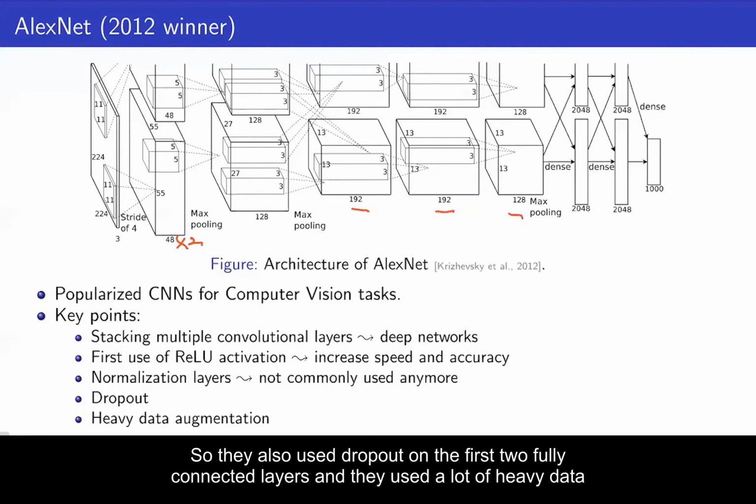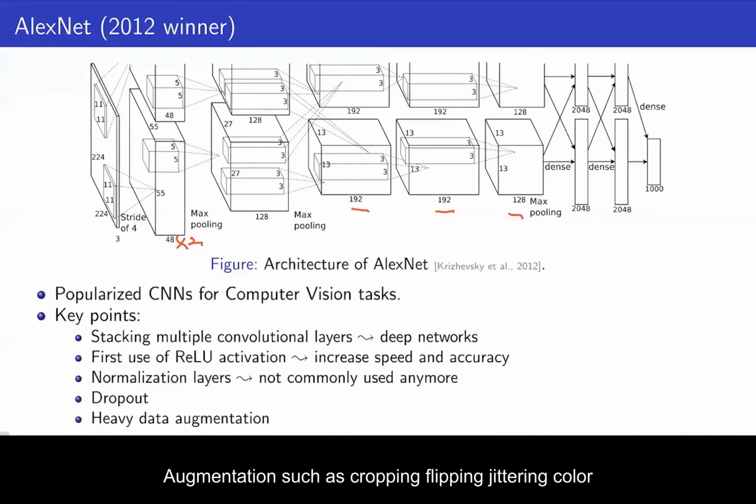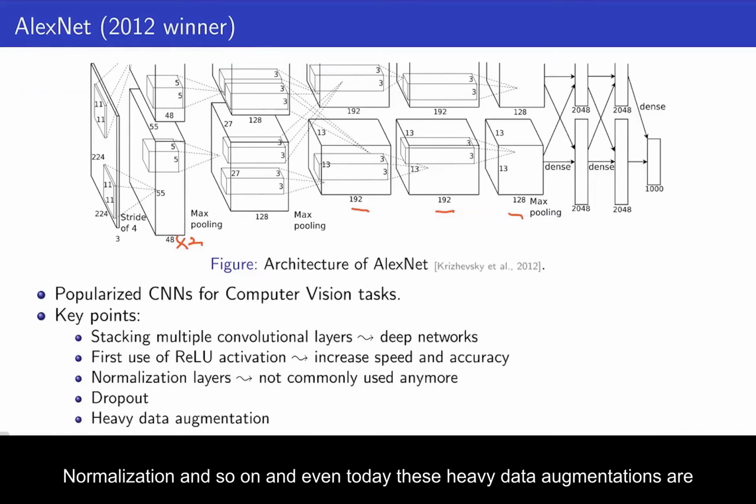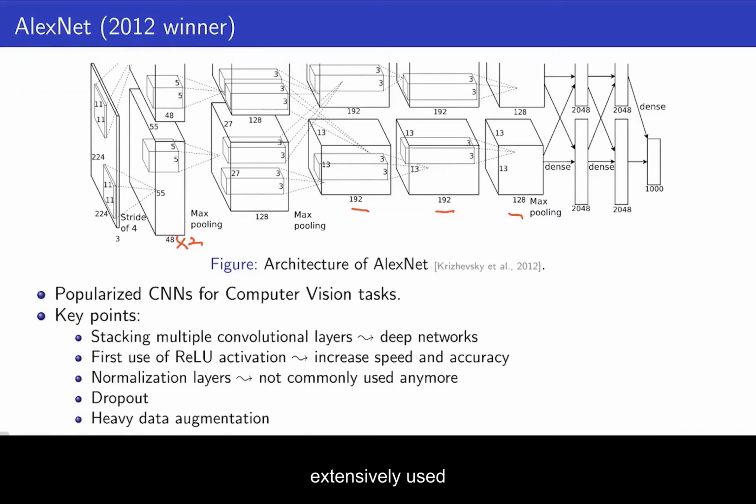They also used dropout on the first two fully connected layers, and they used a lot of heavy data augmentation, such as cropping, flipping, jittering, color normalization, and so on. And even today, these heavy data augmentations are extensively used.